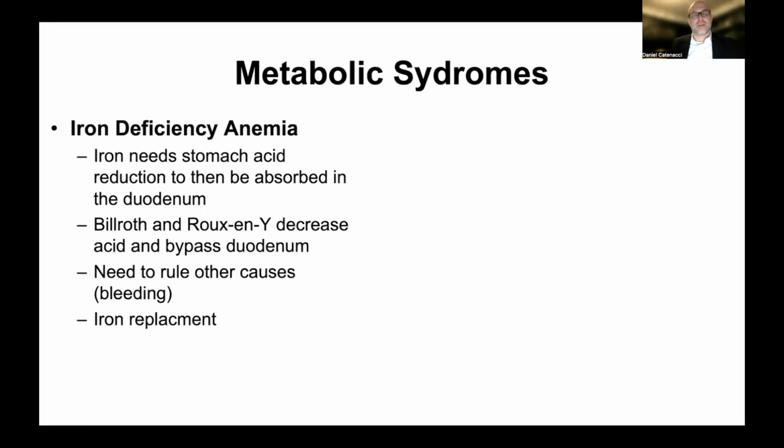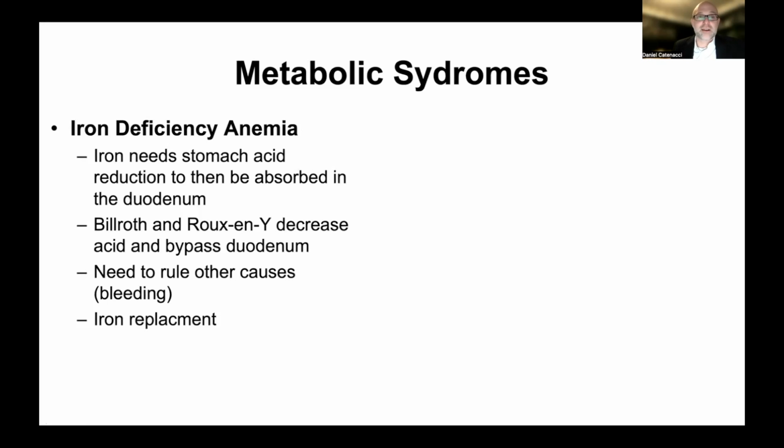Moving on from dumping syndrome, there are other things like metabolic syndrome. So a classic thing is that you can get and develop iron deficiency anemia. Again, this is one of the things that can lead to the original diagnosis of stomach cancer because of blood loss that's occurring from the cancer.